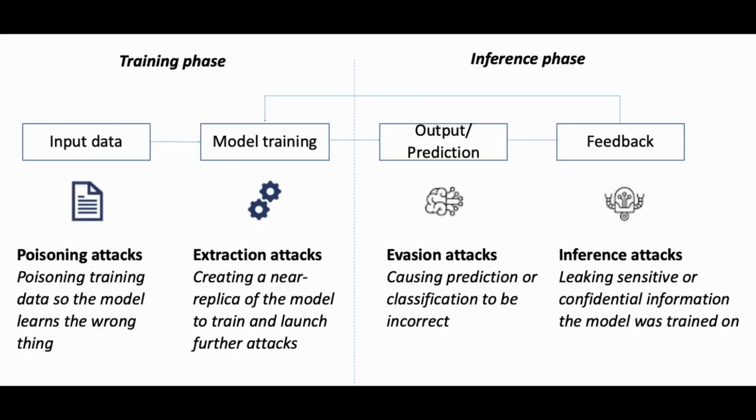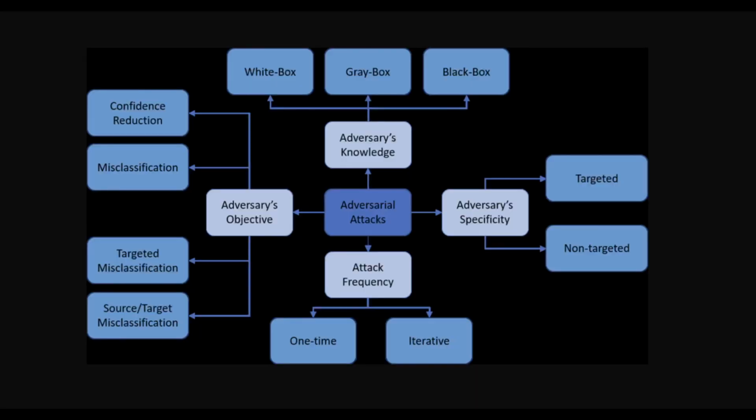Now, adversarial machine learning attacks can occur at every point in the machine learning lifecycle, and those high-level attack classes include poisoning attacks, extraction attacks, evasion attacks, and inference attacks. I believe a systems-based approach to security should always be considered because AI systems typically include many interacting machine learning models and different software systems. You could further categorize AML attacks by the adversary's knowledge, specificity, attack frequency, and objective.